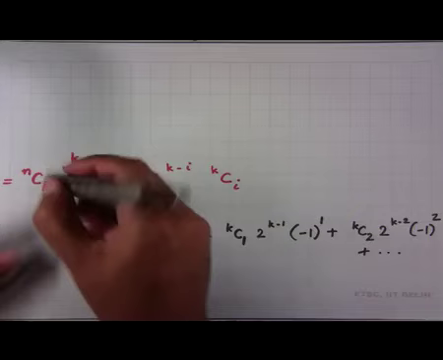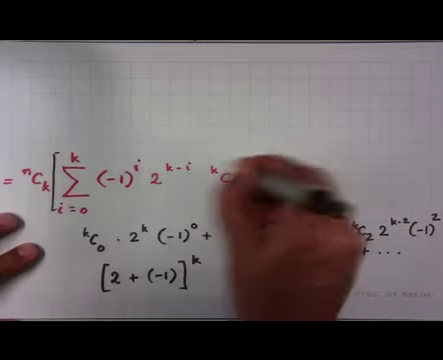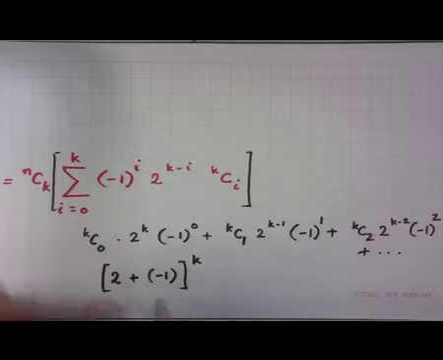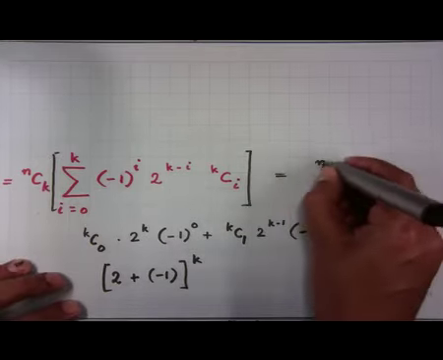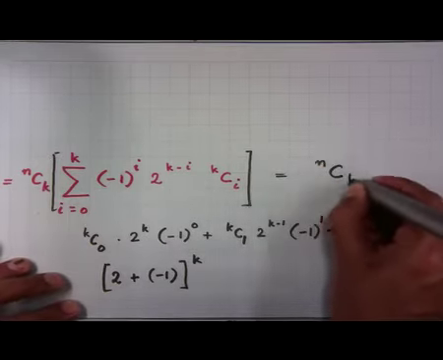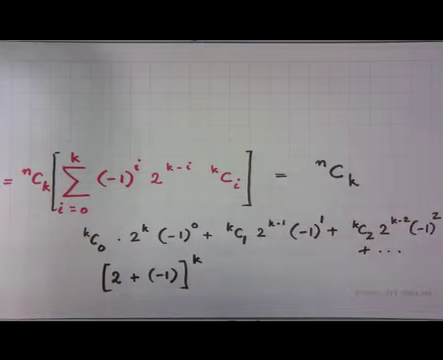So, this entire summation pretty much boils down to what I have over here, and 2 plus minus 1 is nothing but 1. So, 1 to the power k is nothing but 1. So, this whole answer is equal to n c k. All right.